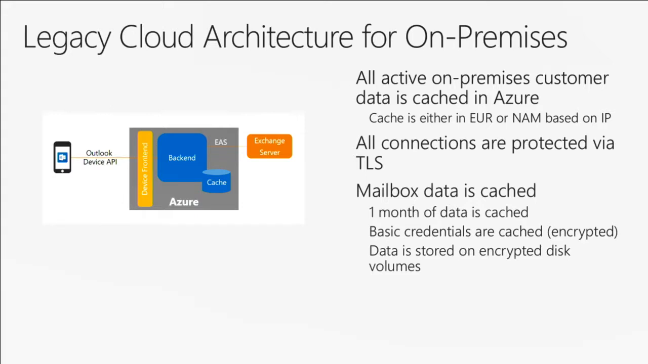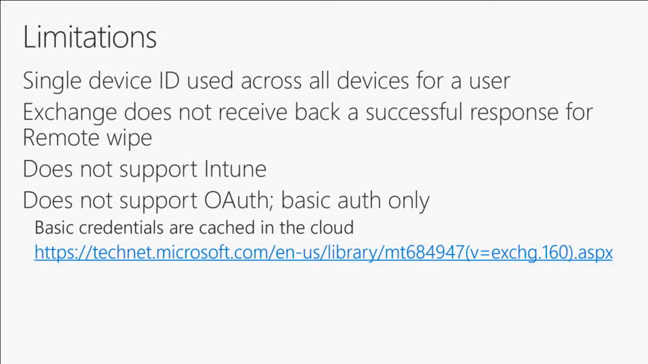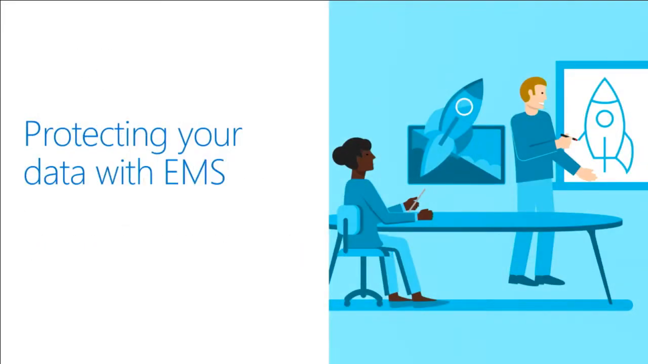That's why we want to move you to the hybrid architecture, so we can take advantage of all those great things that the cloud provides us with OAuth and Intune capabilities. The limitations are still the same here. We don't support sending back a remote wipe command to Exchange on-prem in this case. It's a single device ID shared across all connections. We don't support Intune or OAuth. If you want more information about how we store those basic credentials, we have a great white paper on TechNet that explains it. And without further ado, I'm going to allow Daniel to talk about EMS.